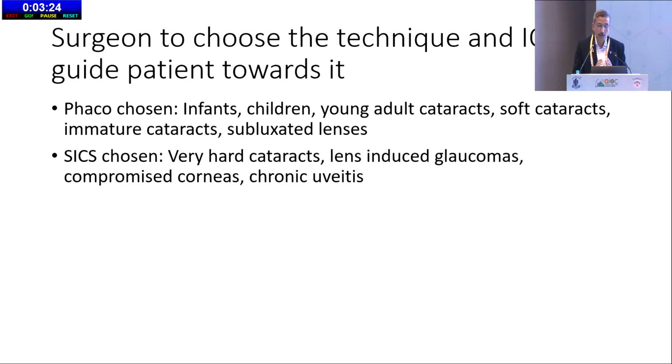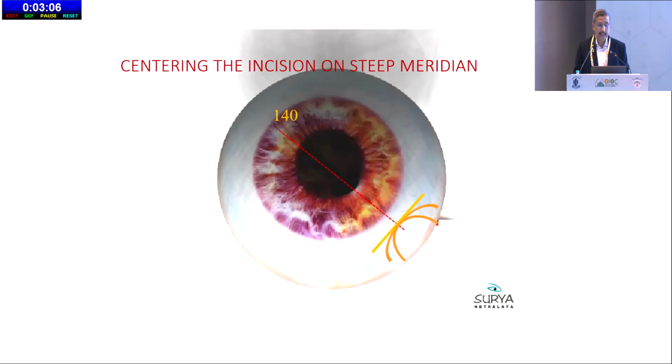So we have to choose the technique and the IOL and guide the patient to it. For some kinds of cataract, phaco is best: infants, children, young adults, soft cataracts. But for very hard cataracts, lens-induced glaucomas, compromised corneas, chronic uveitis, perhaps SICS is far, far better. These are Dr. Boramani's slides.